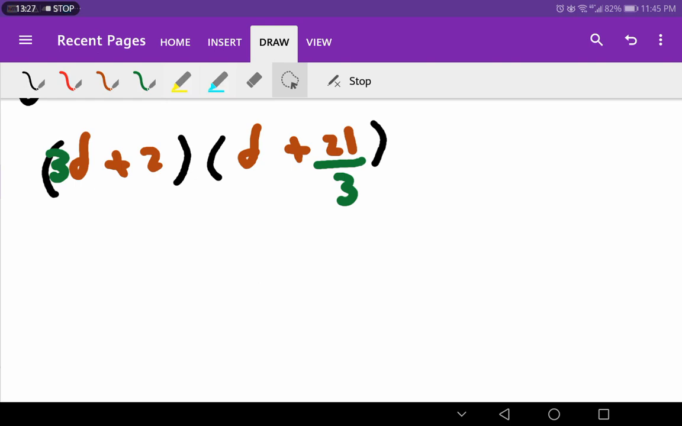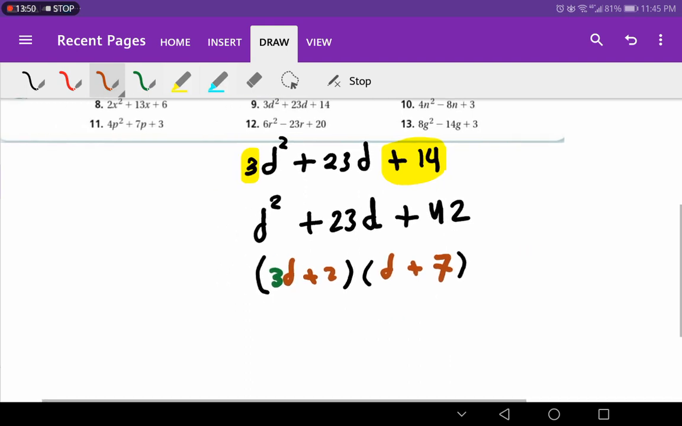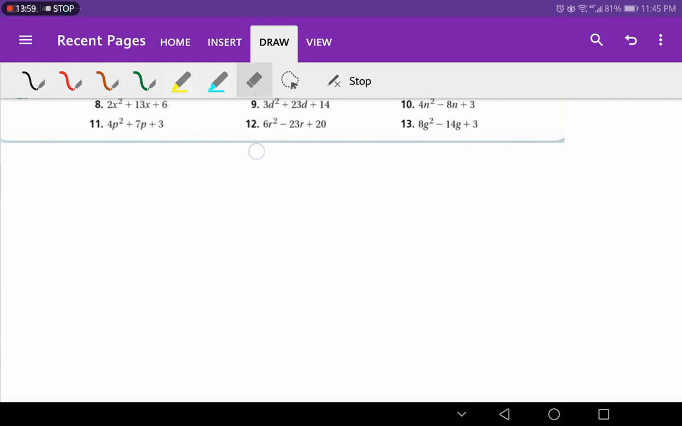So the answer will be 3d plus 2 multiplied by d plus, or positive, what? 7. We are done. Are you happy with that? I hope so. So what else? Okay, let me take the last question. Please forgive me about this.